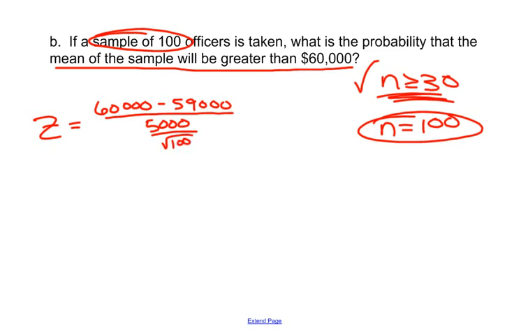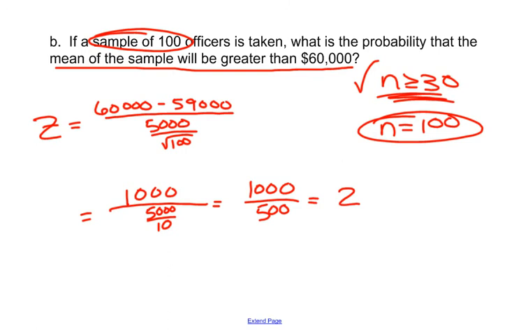So real quickly breaking this down, 60,000 minus 59,000 is 1,000. 5,000 over the square root of 100, which is 10. So 5,000 over 10 would be 500. So we have 1,000 divided by 500. And this is equal to 2. So that is our z, 2.00, if you like to use all the decimal places. Okay, so our z-score is 2.00.